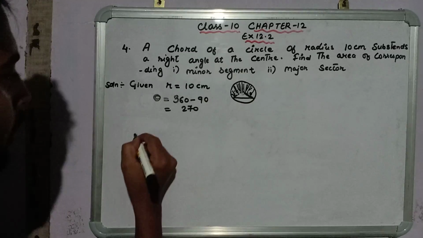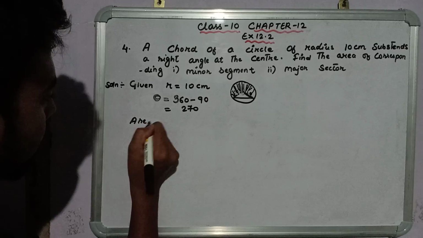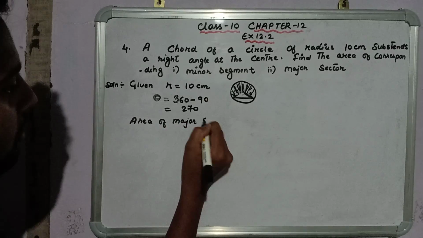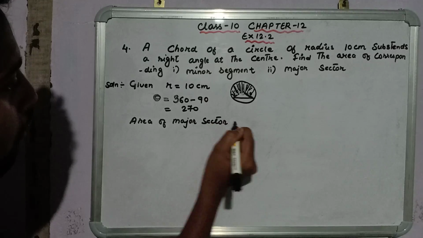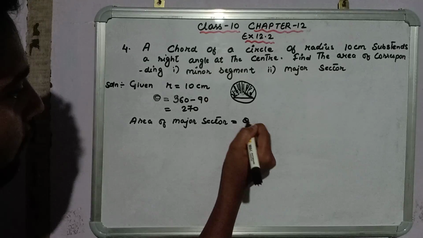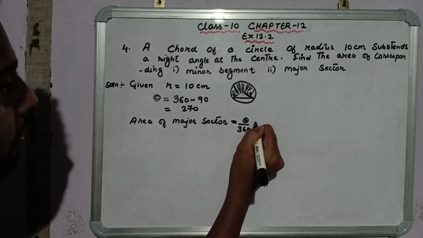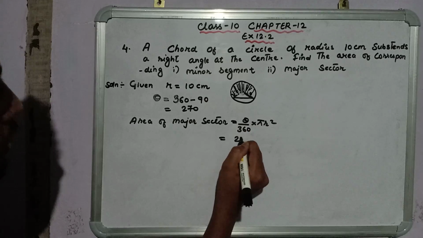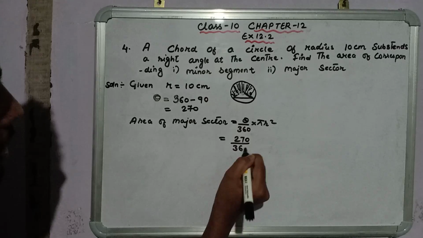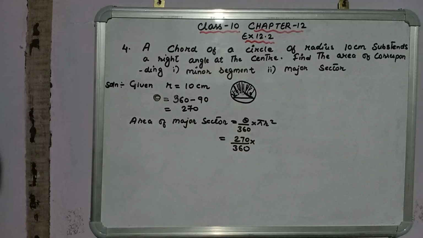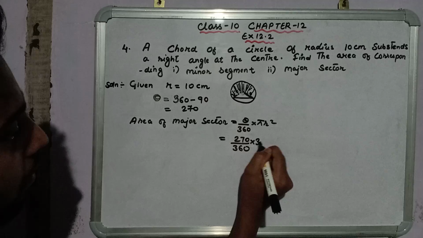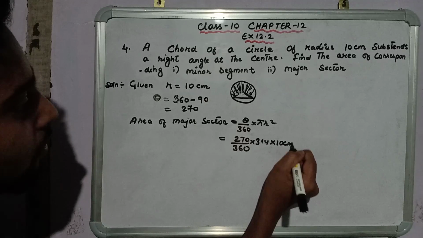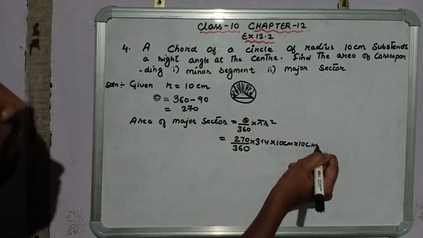So now we will be finding the area of major sector. So area of major sector is equal to, we know the formula of sector. Sector formula is theta by 360 into pi r square. So theta is 270 by 360 into pi value, given here 3.14. So we will be using 3.14 into r, 10 centimeter into 10 centimeter.